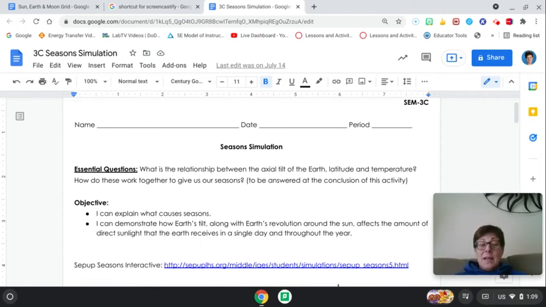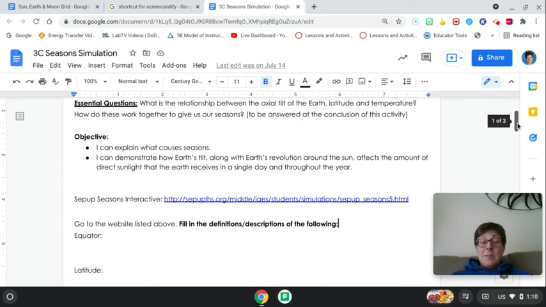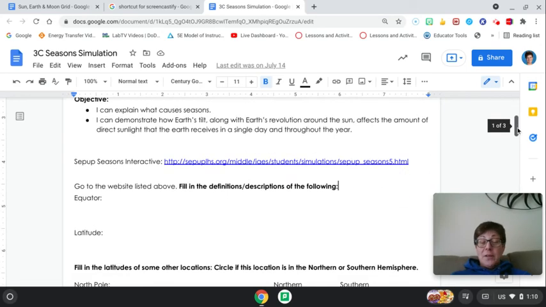Okay, so the idea is for you to be able to explain what causes seasons and to demonstrate how the tilt, along with the Earth's revolution around the sun, affects the amount of direct sunlight that the Earth receives in a single day throughout the year. So that's a lot, and hopefully you'll be able to grasp all that by the time we're done with this activity. This particular simulation I do every year.